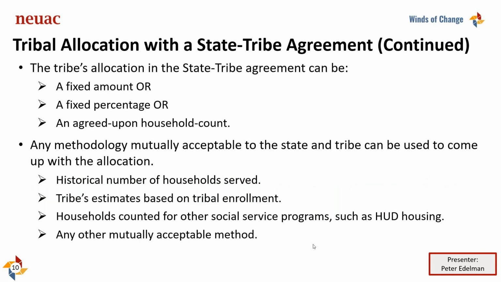Here we have some examples of the methods that state-tribe agreements may use and have frequently used. This is by no means exhaustive. Any method, in fact, is acceptable, provided OCS can turn it into a mathematical formula without having to get numbers from outside the custom tabulations and the agreement itself.